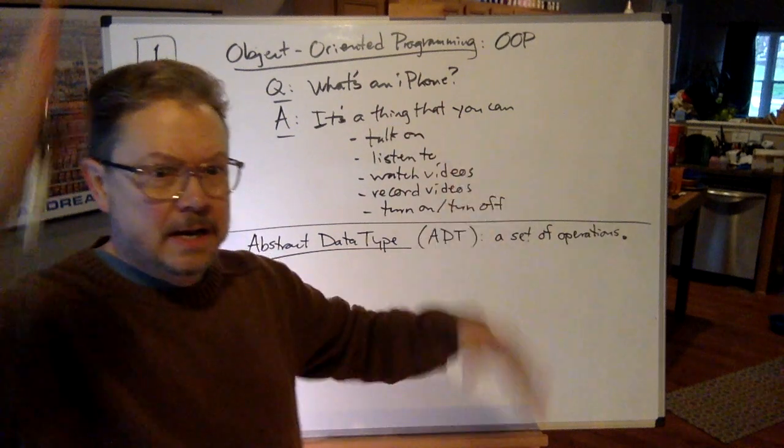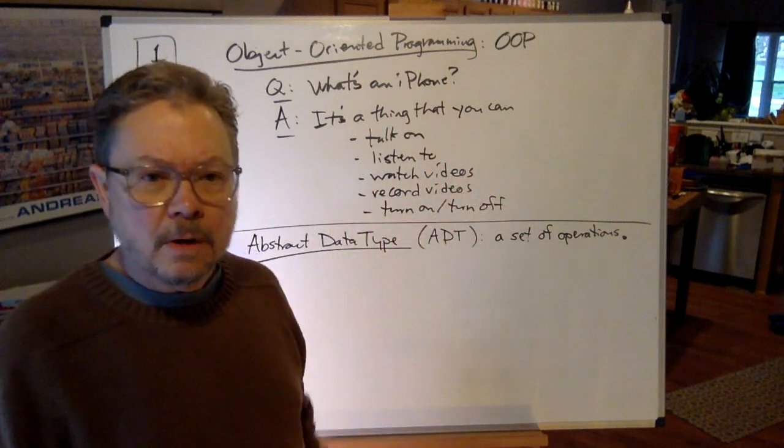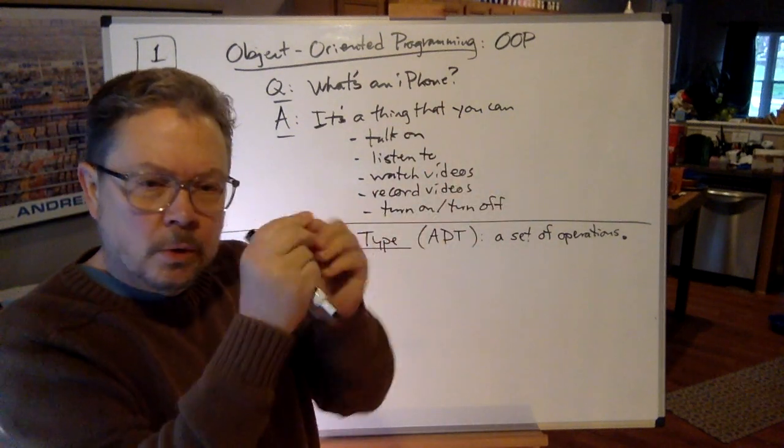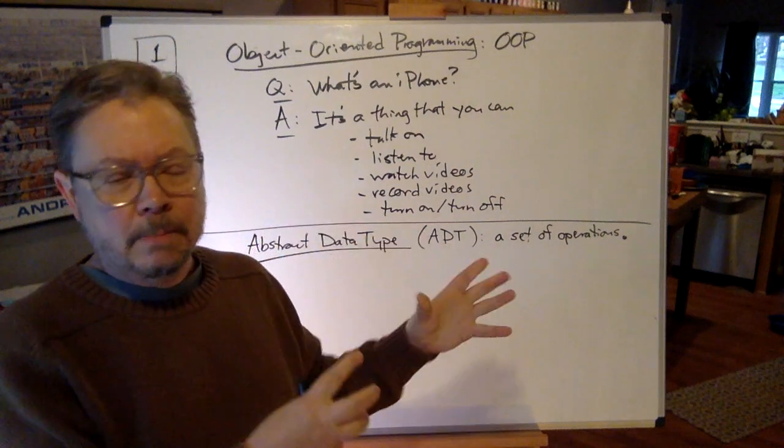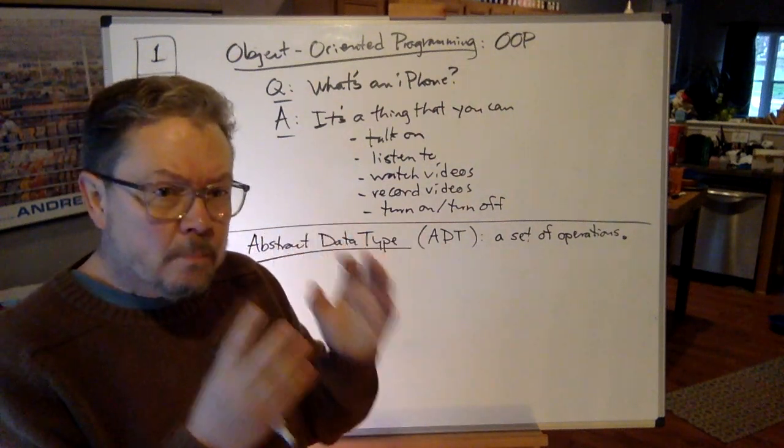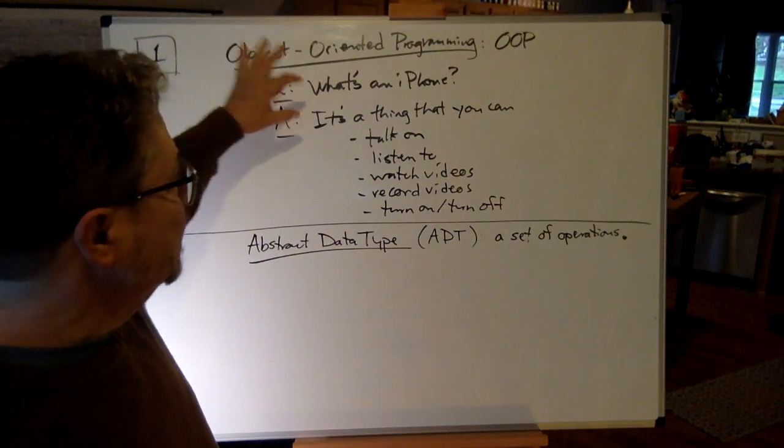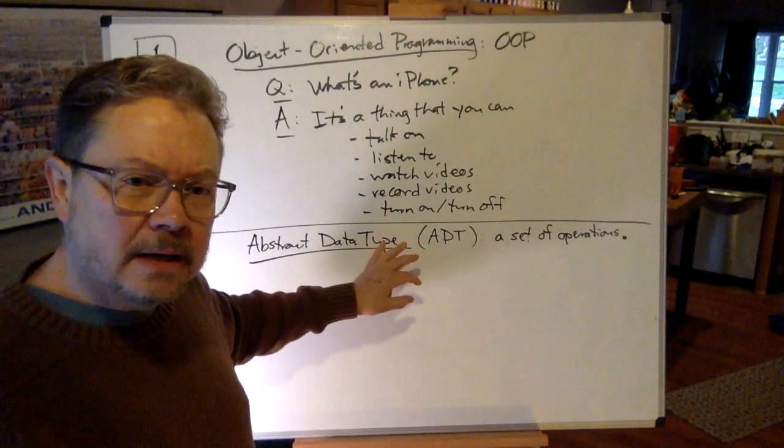Like take this giant image and run it through a jigsaw and make a puzzle out of it and let each person work on one little piece. And then they can put it back together. That's the whole motivating idea behind object-oriented programming and abstract data types.